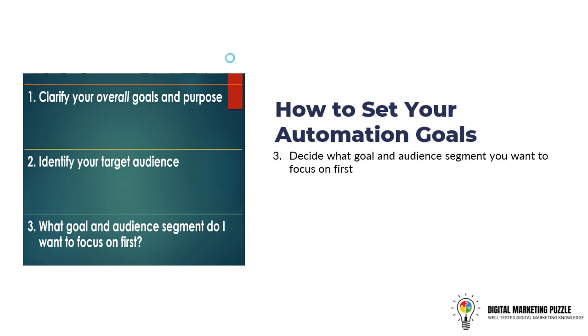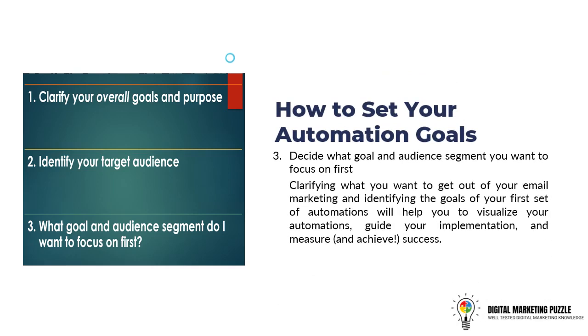3. Decide what goal and audience segment you want to focus on first. Clarifying what you want to get out of your email marketing and identifying the goals of your first set of automations will help you to visualize your automations, guide your implementation, and measure and achieve success. Here are some common automation goals to help get you started.